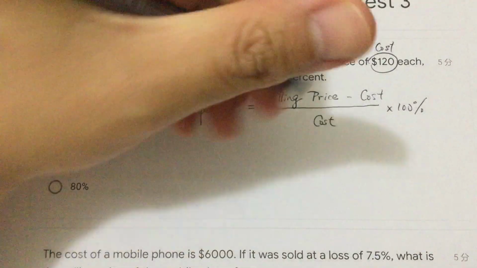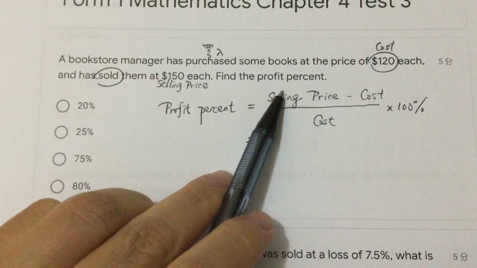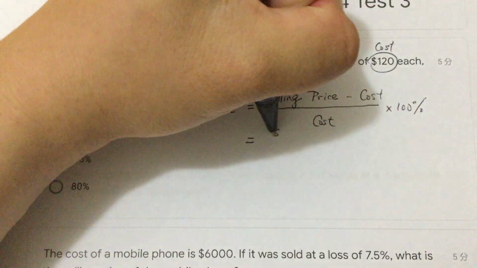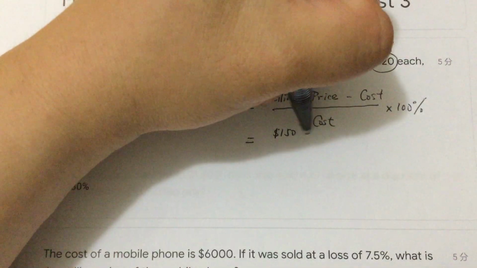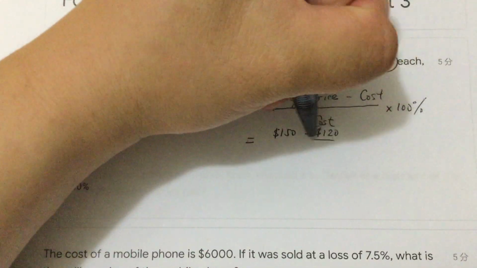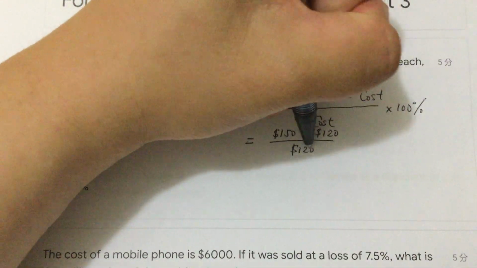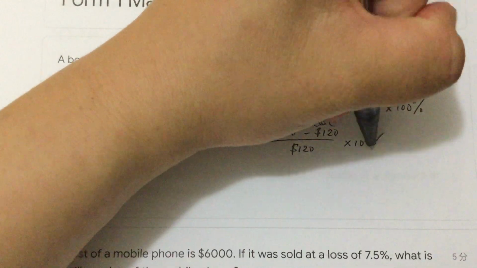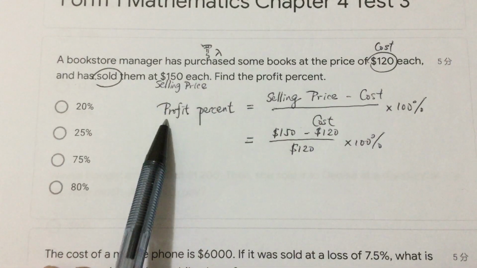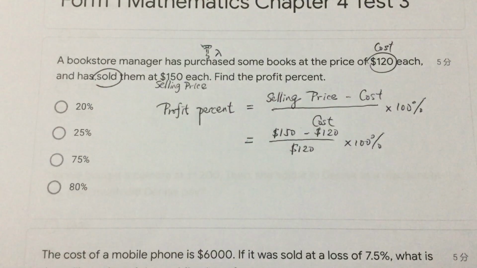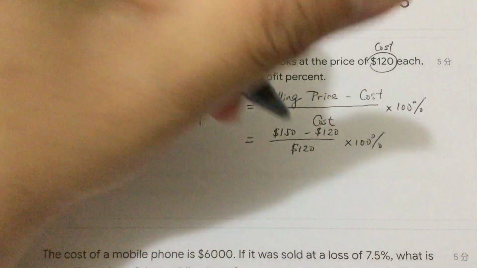So we can fill in the blanks. For selling price, we fill in $150. For cost, we fill in $120. And for cost, once again, we fill in $120, times 100%. So we can use this formula directly. First of all, you must remember it well. Otherwise, you cannot do any question in this test.